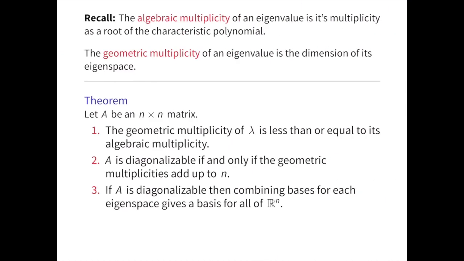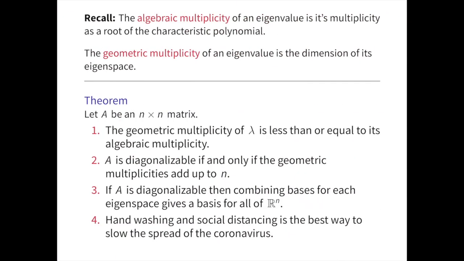The third thing is that if A is diagonalizable, then if you take all these linearly independent eigenvectors and you put them together, they're going to give you a basis for all of Rn.